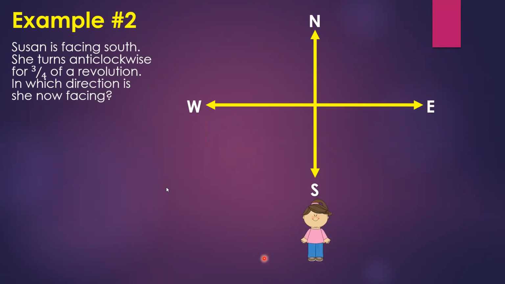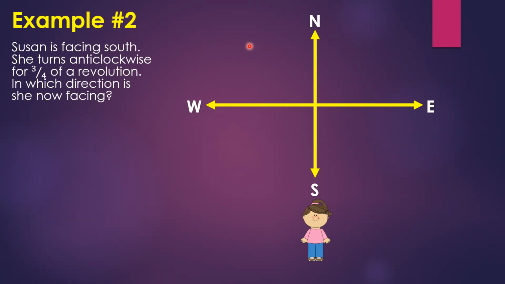Rashad, can you read example 2, please? Example 2. Susan is facing south. She turns anti-clockwise for 3/4 of a revolution. In which direction is she now facing?